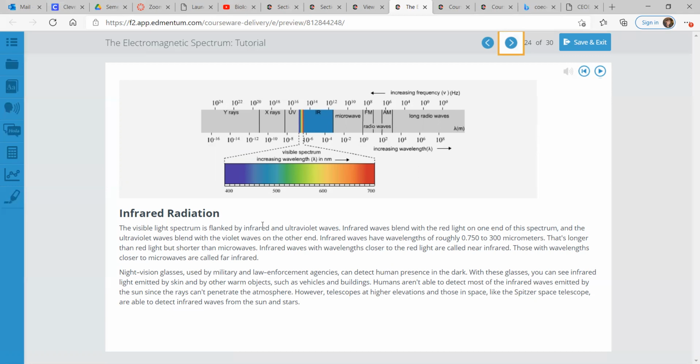If you've ever seen night vision glasses used by military and law enforcement agencies, they can detect human presence in the dark. With these glasses, you can see infrared light emitted by skin and by other warm objects like vehicles, buildings. Humans aren't able to detect most of the infrared waves emitted by the sun since the rays can't penetrate the atmosphere. However, telescopes at higher elevations and those in space, like the Spitzer Space Telescope, are able to detect infrared waves from the sun and stars.